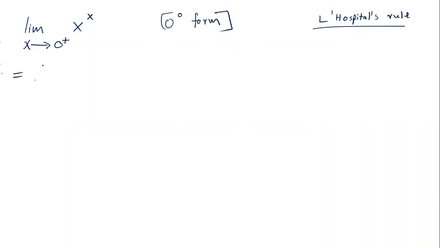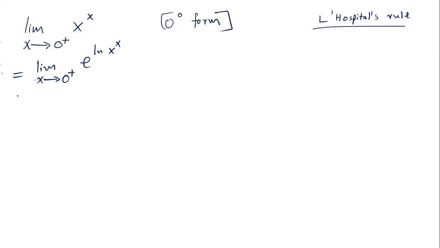So let's see how we do that. We can write this as, when x goes to 0 from positive side: when we get a 0 to the power 0 form, we raise this to the power of e. So we write e to the power ln of x to the power x. If you simplify this, you get the same quantity. No problem coming from here to here.